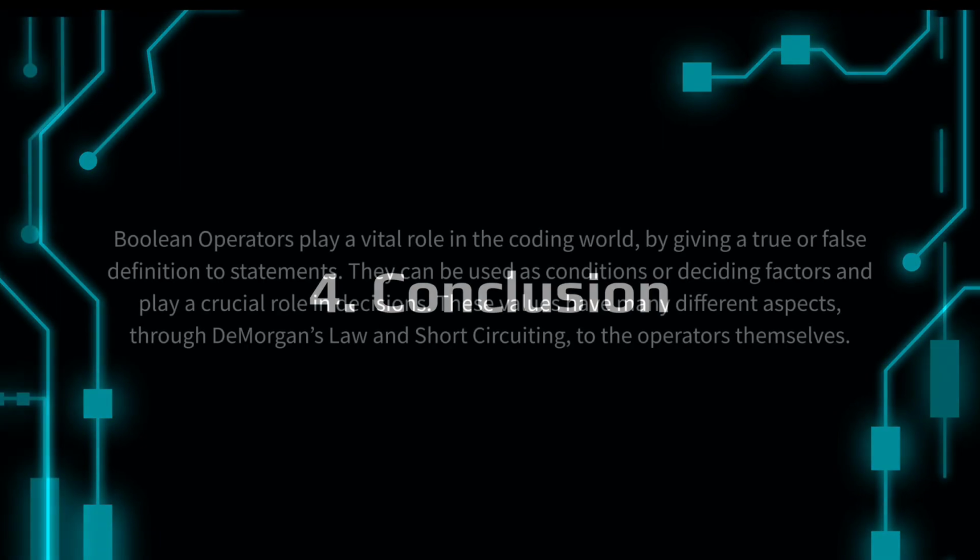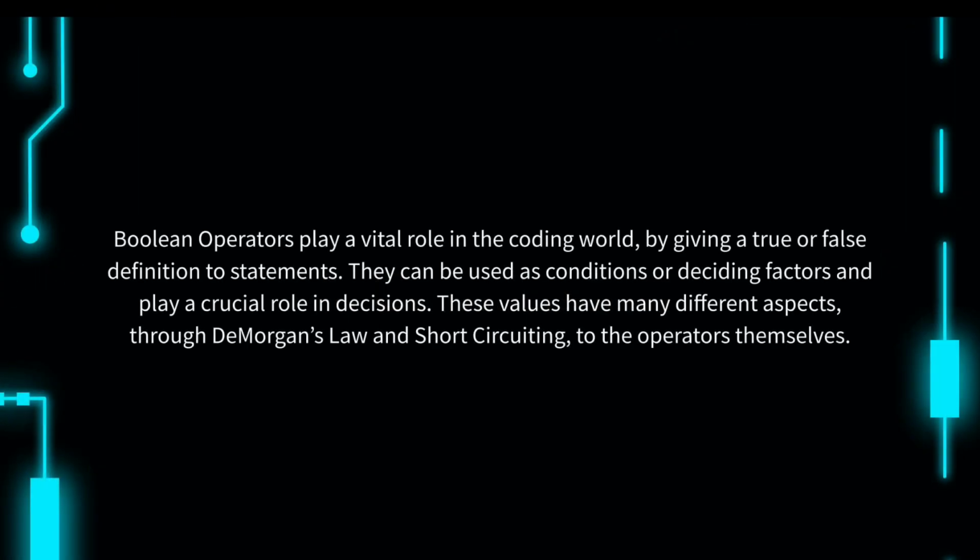Conclusion. Boolean operators play a vital role in the coding world by giving a true or false definition to statements. They can be used as conditions or deciding factors and play a crucial role in decisions. These values have many different aspects, from De Morgan's law and short-circuiting to the operators themselves.